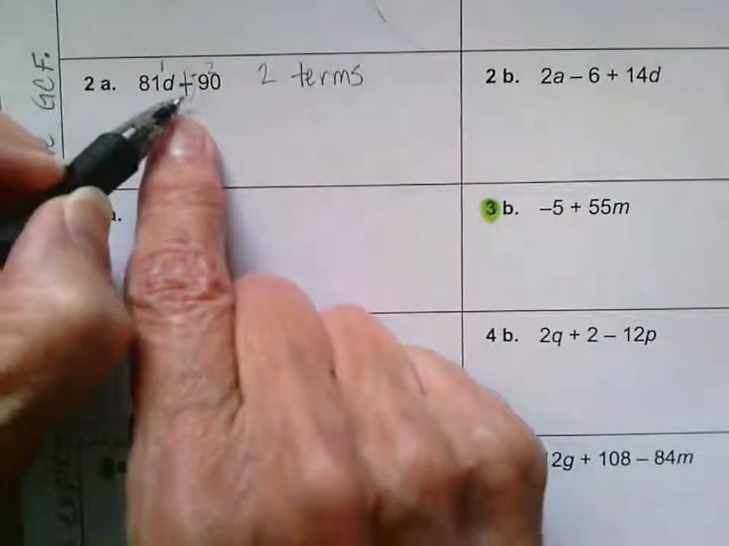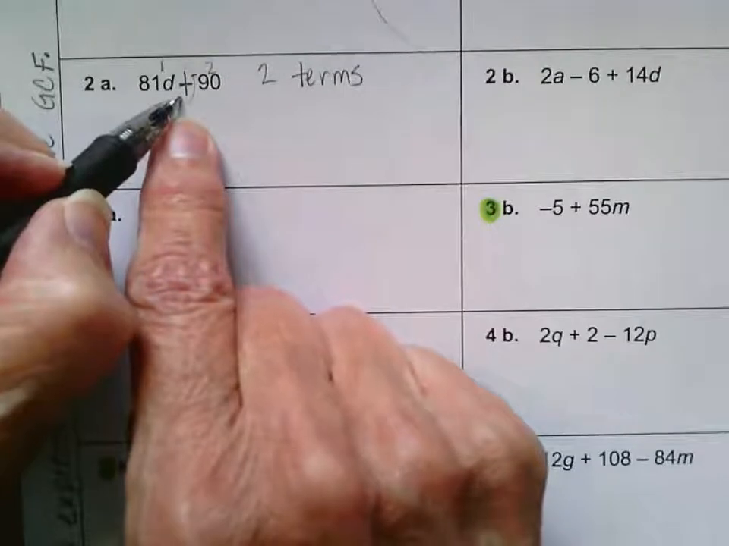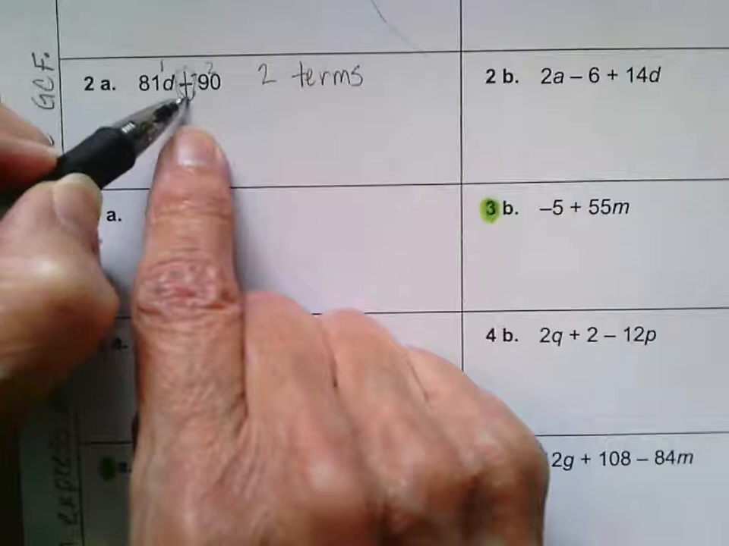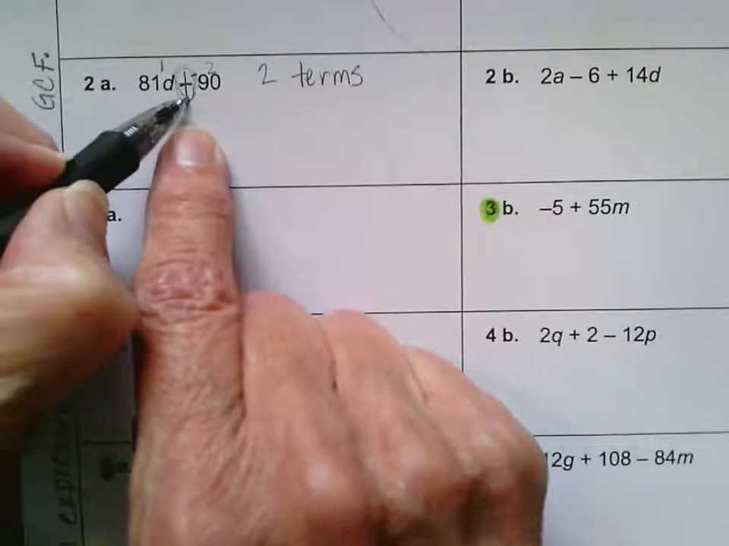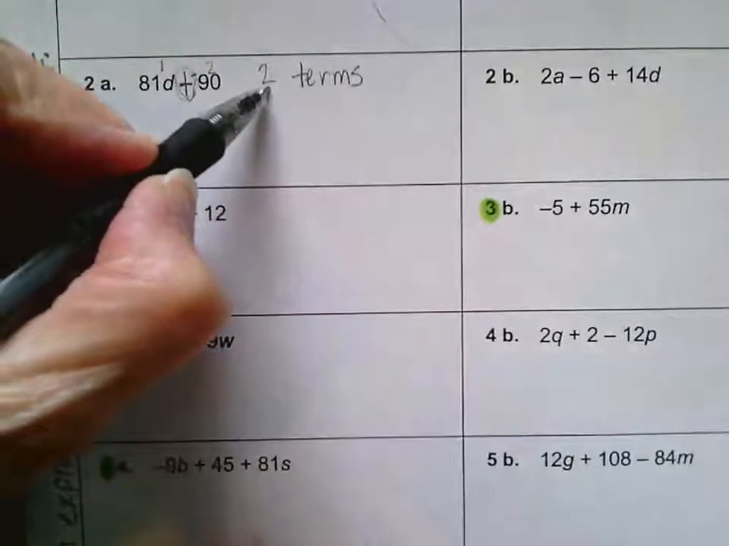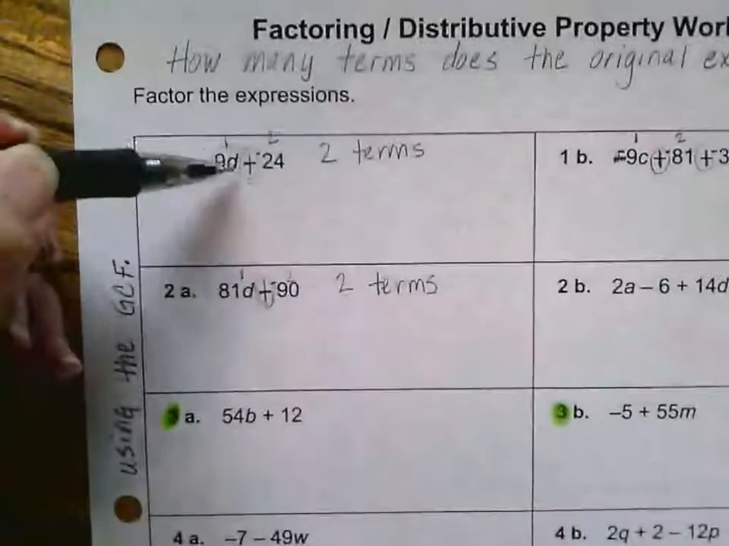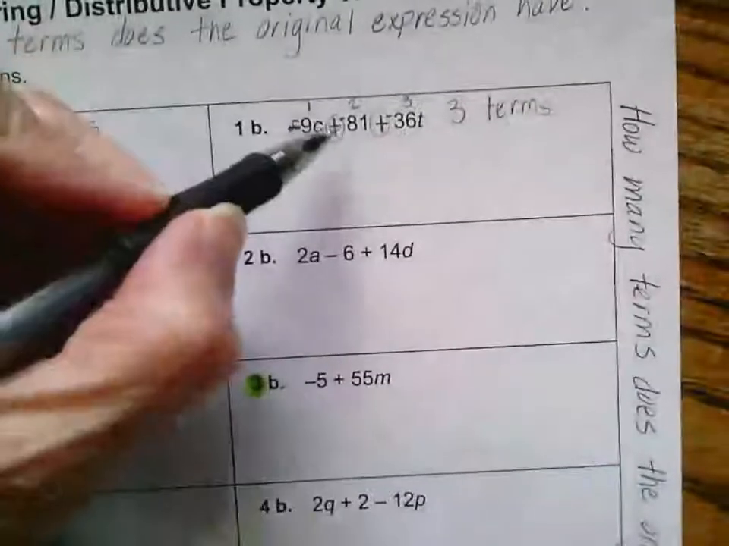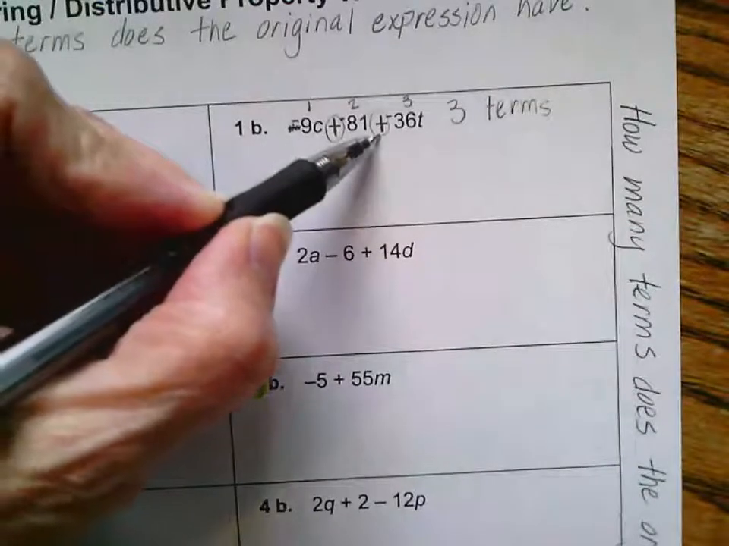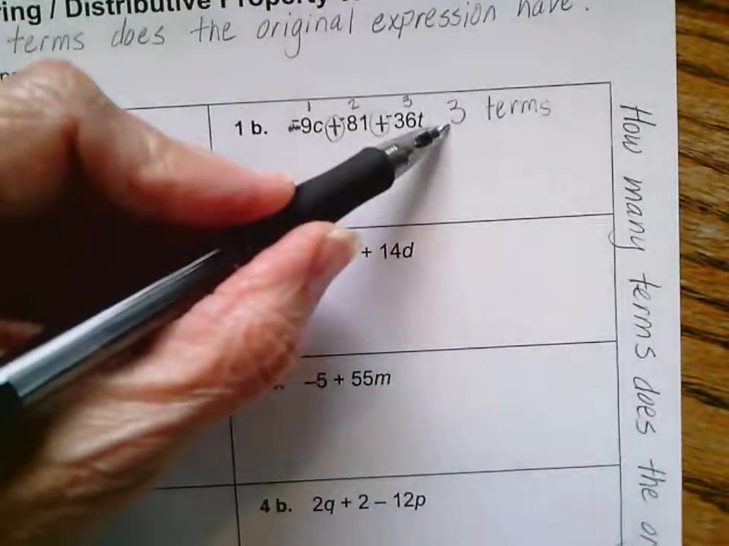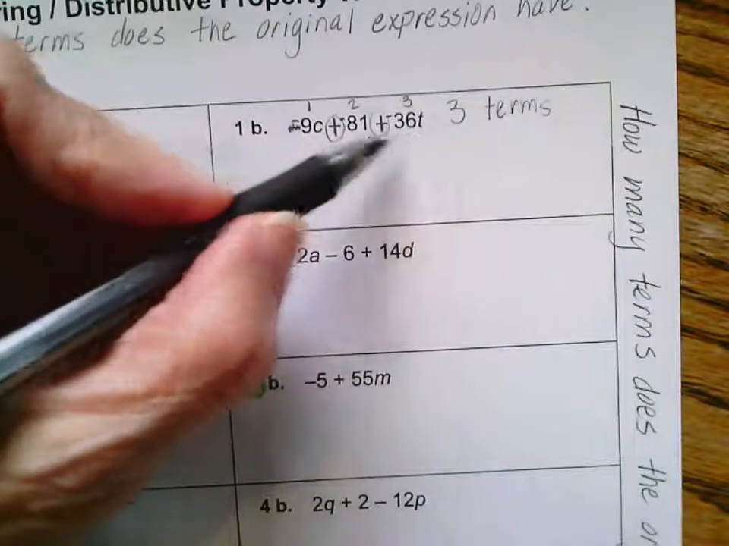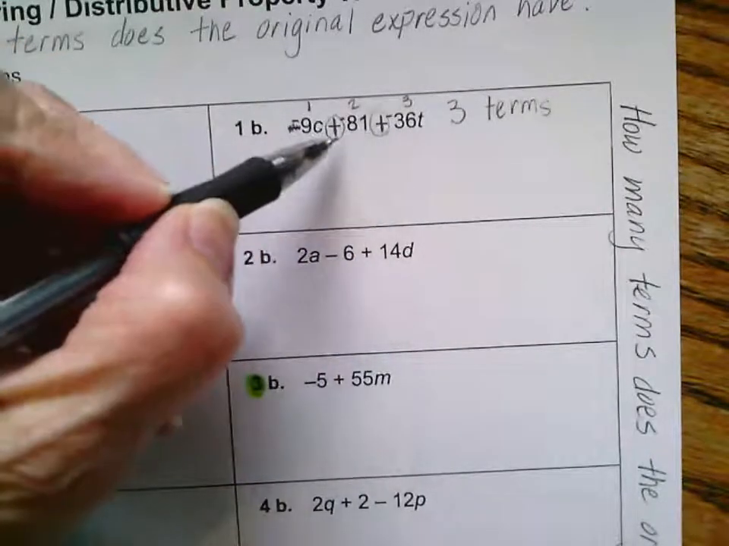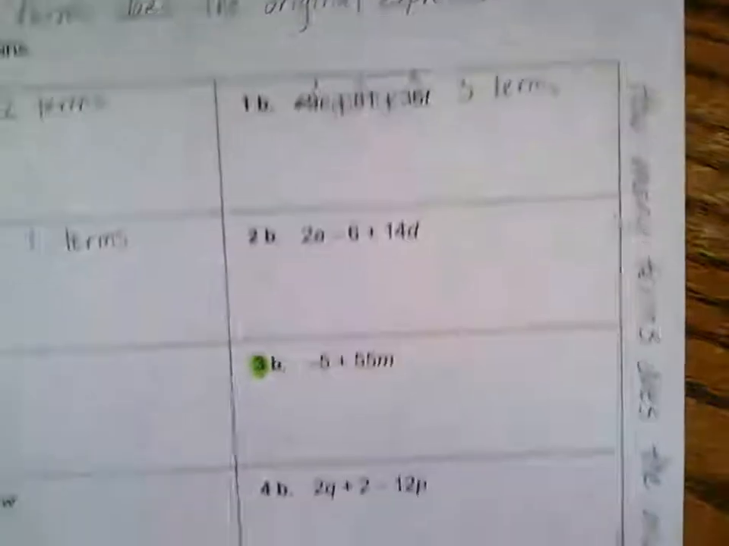You'll notice, however, the number of signs that I circle: I circled 1 addition sign here, I had 2 terms. I circled 2 addition signs, I have 3 terms. The number of terms I have is always going to be 1 more than however many addition signs I circle.